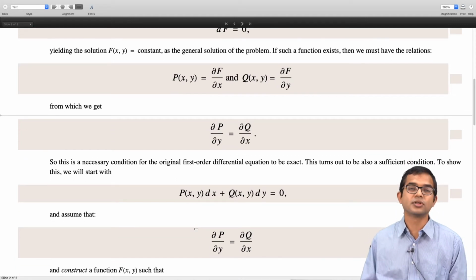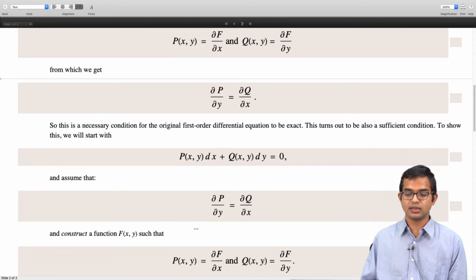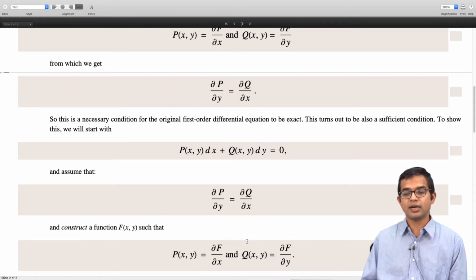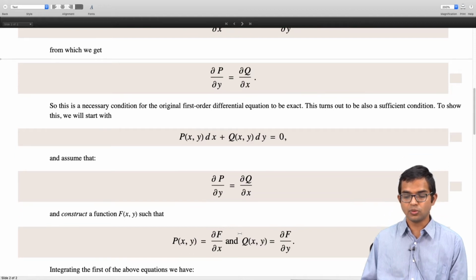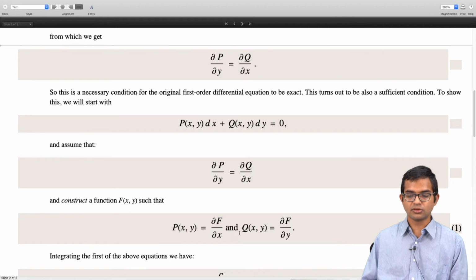We can construct a function f of x, y such that the differential of this f will give the left hand side basically. So you will be able to construct an f of x comma y such that p of x comma y is equal to ∂f/∂x and q of x comma y is equal to ∂f/∂y. So integrating, how do we see this?